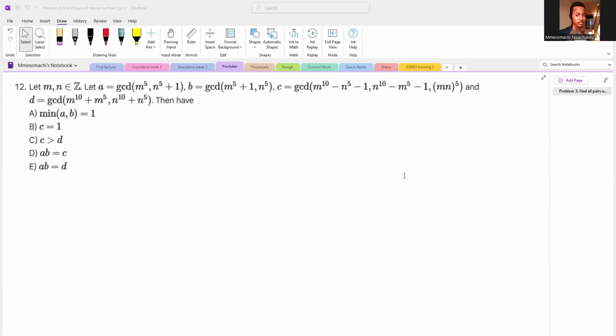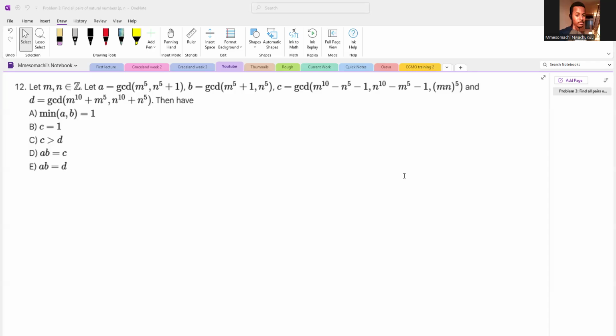Let A be the GCD of M to the power of 5 and N to the power of 5 plus 1. Let B be the GCD of M to the power of 5 plus 1 and N to the power of 5. And let C be the GCD of N to the power of 10 minus N to the power of 5 minus 1, and N to the power of 10 minus M to the power of 5 minus 1, and M times N all to the power of 5.